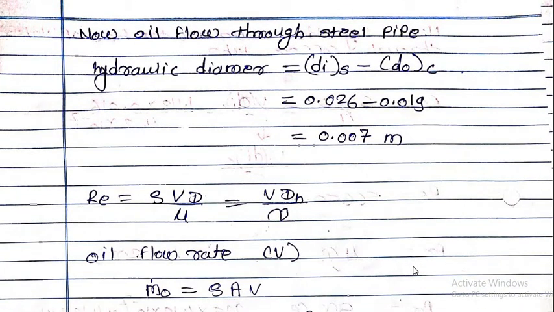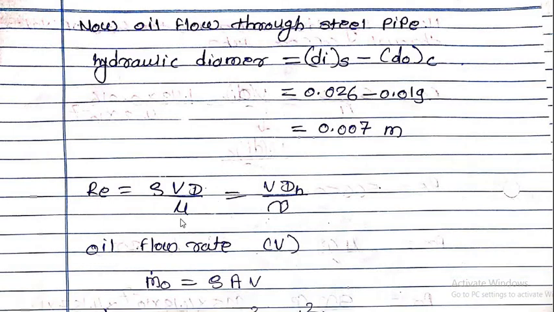Now we have to find the Reynolds number for the oil flow channel. Reynolds number is equal to rho V D divided by mu, where rho is the density, V is the velocity, D is the diameter, and mu is the dynamic viscosity. Here the diameter we have to consider as the hydraulic diameter. We know that mu divided by rho, dynamic viscosity divided by density, is the kinematic viscosity. So the equation becomes V multiplied by d_H divided by nu.